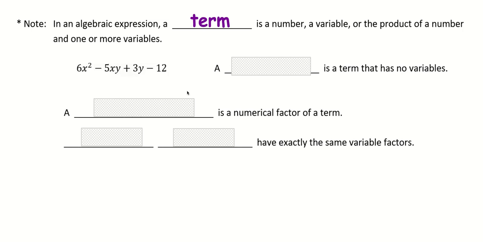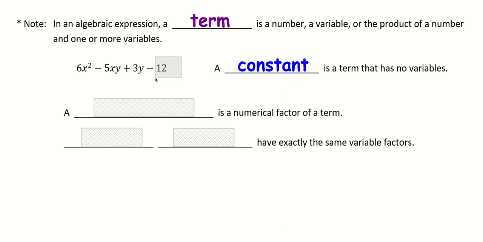So in this expression, that is a term. This is a term. Technically, it's negative. -5xy is a term. +3y is a term. And -12 is a term. Okay? In an expression, the terms are basically separated by the plus signs and the minus signs. So that's a term, that's a term, that's a term, and that's a term. There's 4 terms here.